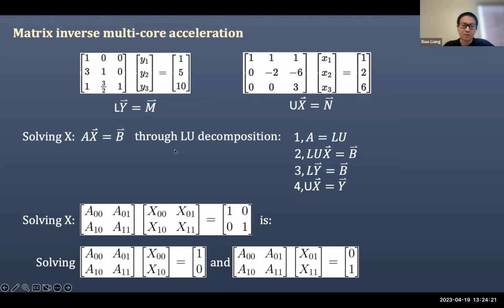Therefore, when solving the vector x for Ax = b, if we regard Ux as a new vector y, then y is solved in this fashion. Because we have y, x can then be solved in this fashion. The matrix inverse is solved by solving several systems of linear equations, as denoted for the 2x2 matrix case in this slide. In the process of solving linear equations, there are many matrix multiplications which can be accelerated by multi-core.